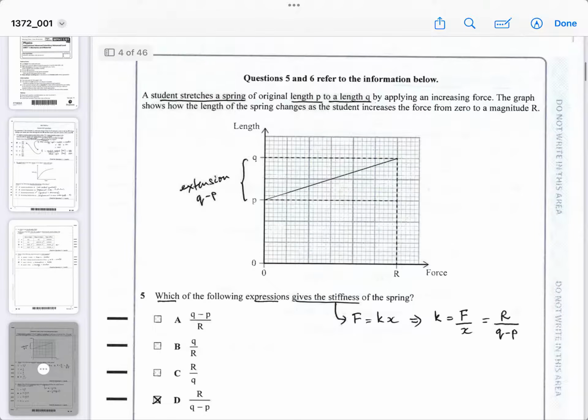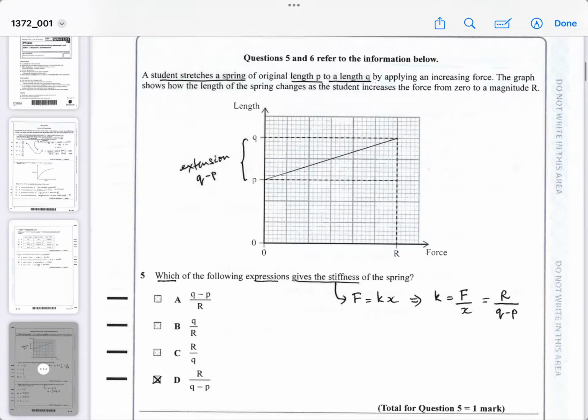Question 5 and 6 refer to the same information in this graph. A student stretches a spring of original length P to a length Q, so you can see that it's gone from P to Q on the length. Therefore, P is the original length. The graph shows how the length of the spring changes as a student increases the force from 0 to R.